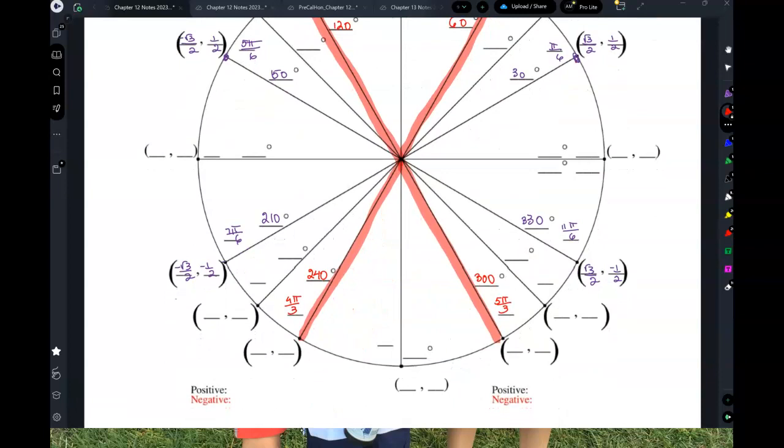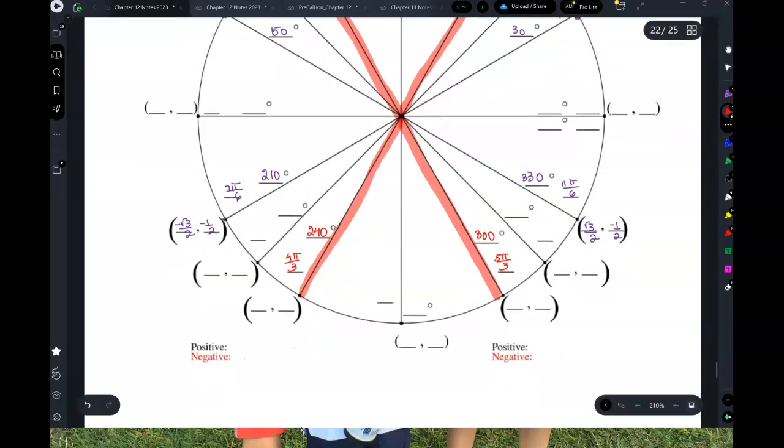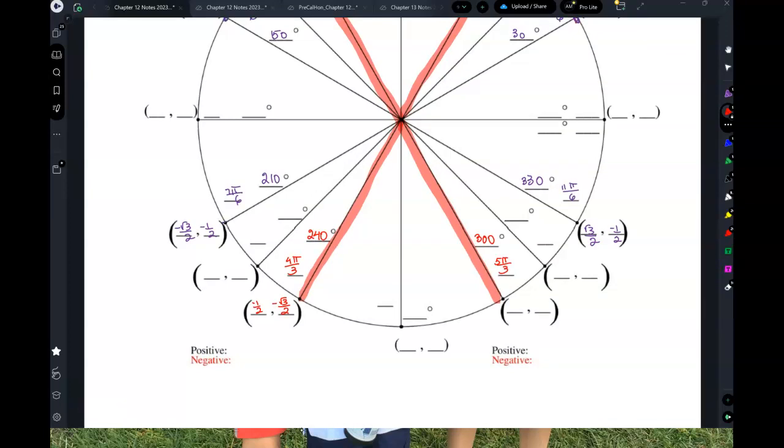To get to 4 pi over 3, horizontally I go how much? Negative a half. So what's the cosine of 4 pi over 3 then? Negative a half. Okay, it goes with the negative. And then the sine will be, the vertical, negative root 3 over 2. So negative a half, negative root 3 over 2. The 300, I go over horizontally, 1 half. I go down much longer, negative root 3 over 2. So the cosine is a half, the sine is negative root 3 over 2.